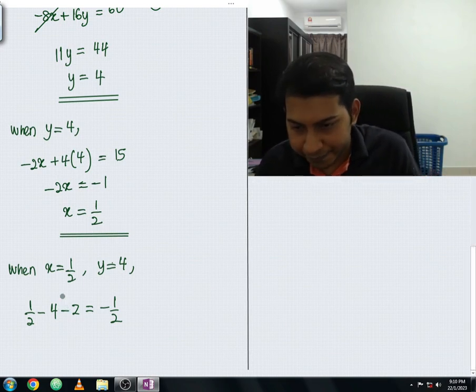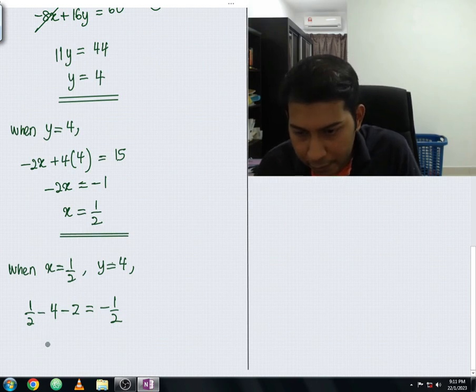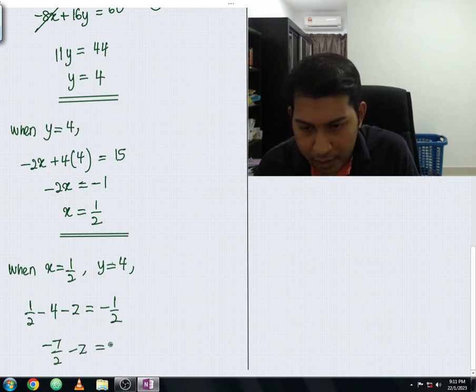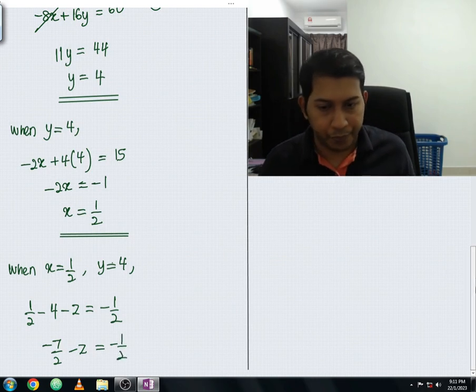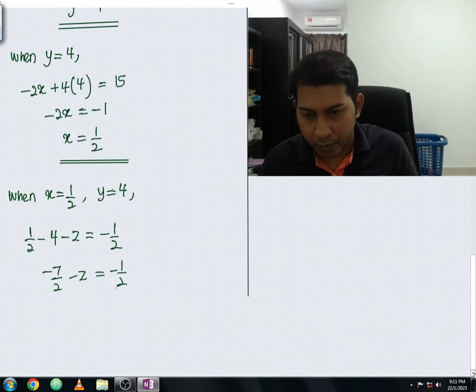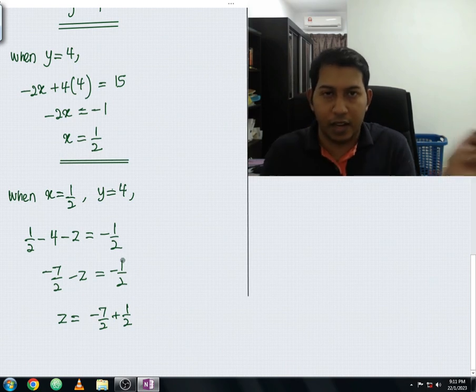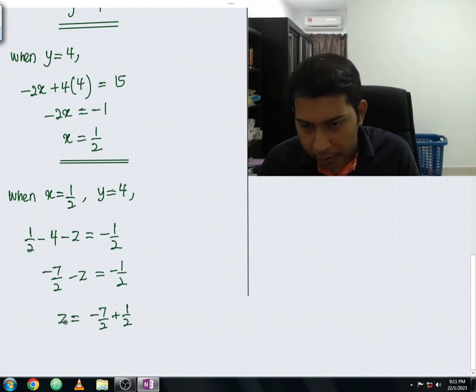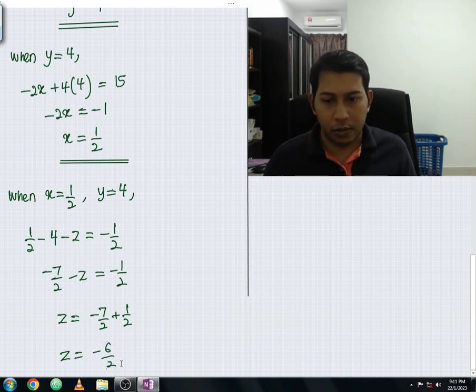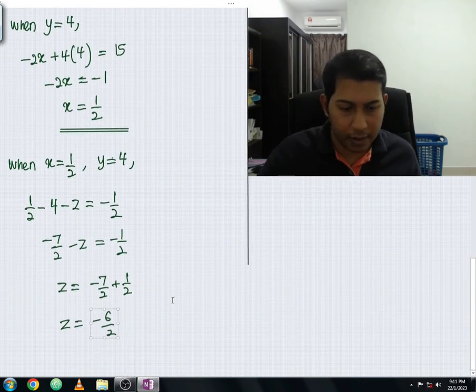So from here, half minus 4. You calculate this, you should get negative 7 over 2, minus z equals negative 1 over 2. So you group the z aside. z will be equal to negative 7 over 2 plus 1 over 2. This 1 over 2 you will move over here, the z you will move over here, and then you swap the location. So from here you get z will be equal to negative 6 over 2. So negative 6 over 2 will be negative 3.